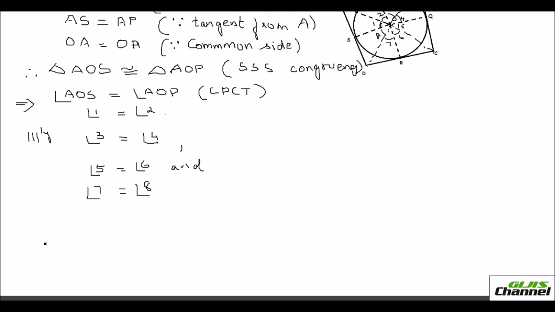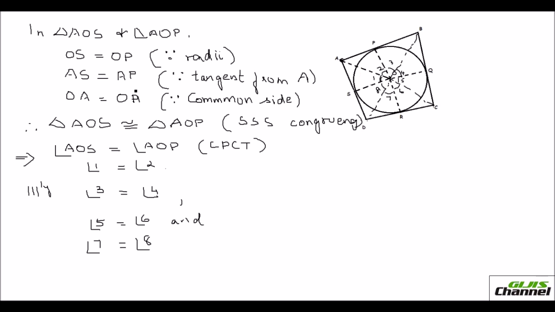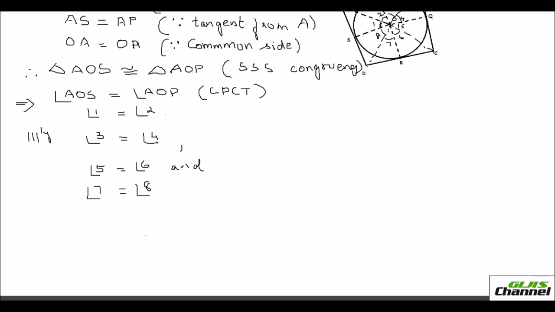Now what we know is, when we add all these central angles at the center, it should give you 360 degrees, because one full circle is 360 degrees. So this implies angle 1 plus angle 2 plus angle 3 plus angle 4 plus angle 5 plus angle 6 plus angle 7 plus angle 8 should be equal to 360 degrees.